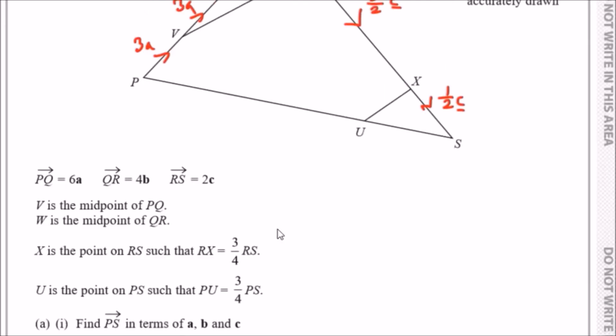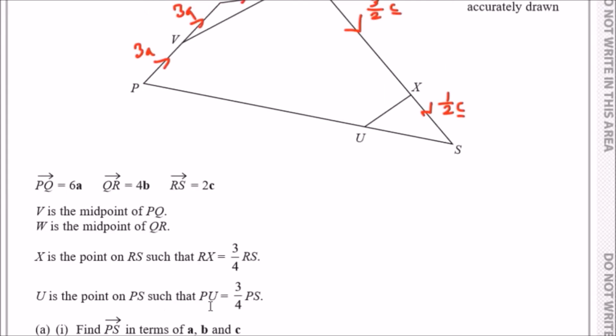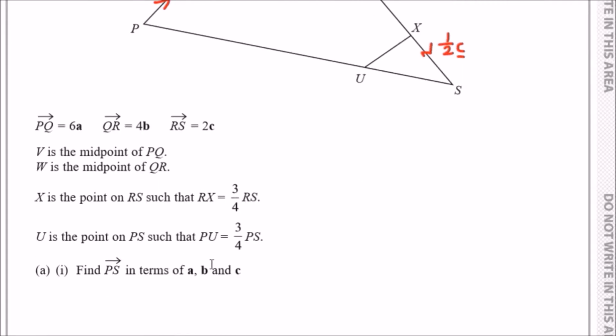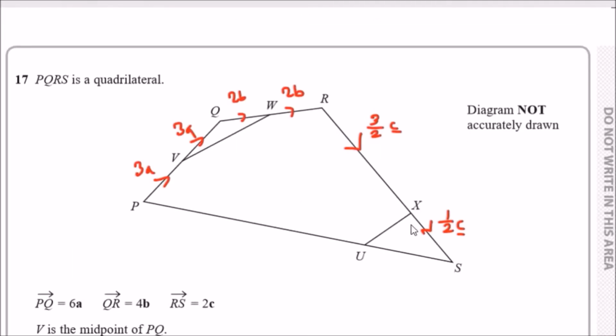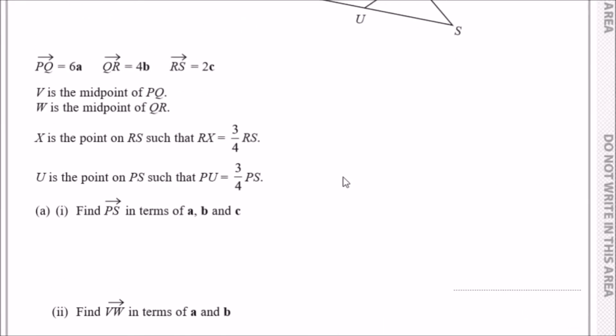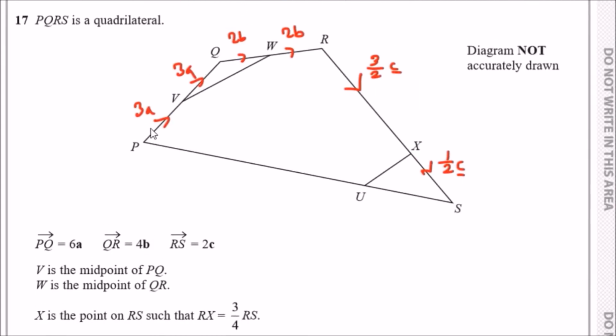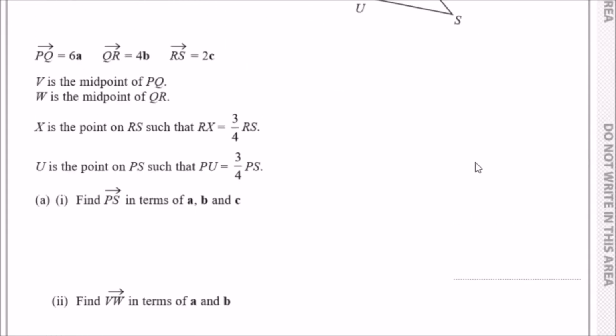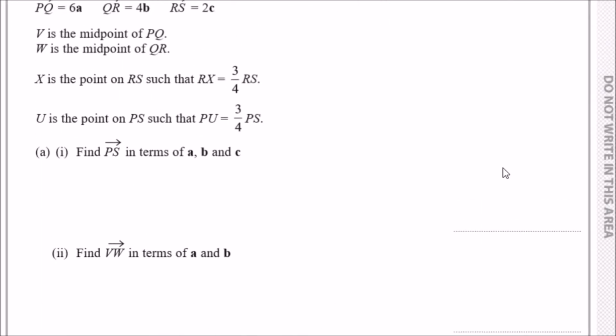And U is on the point PS such that PU is 3/4 of PS. Find PS in terms of A, B, and C. So P to S is the sum of all of this, yeah? So that's quite easy actually. It'd be 6a plus 4b plus 2c. So this is PS.